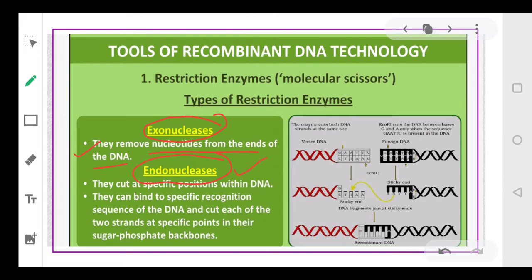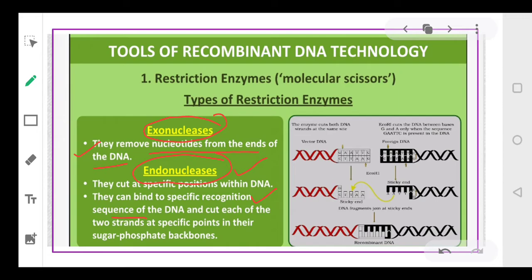While the endonucleases cut the DNA at specific positions. Okay, they cut the DNA at specific positions, right? And they can bind to specific recognition sequences. There are certain sequences present in the DNA which they identify, and these sequences are called specific recognition sequences.